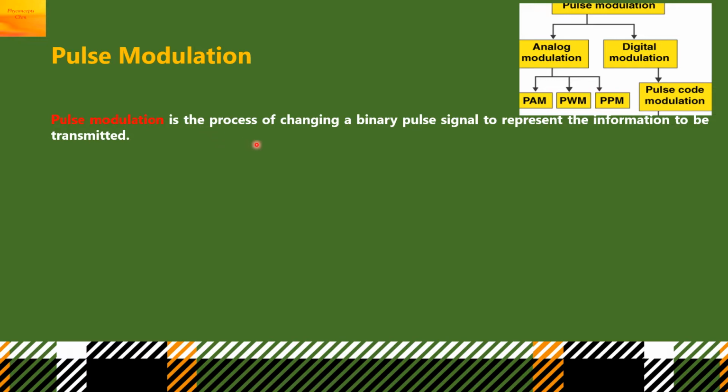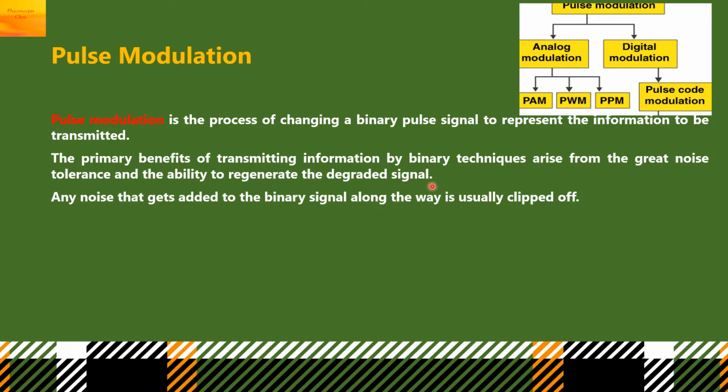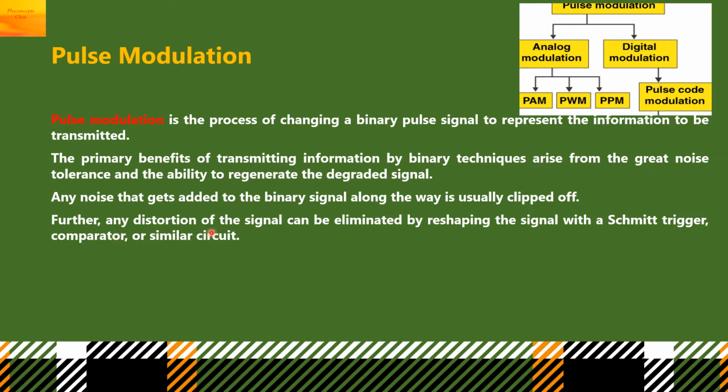Pulse modulation is the process of changing a binary pulse signal to represent the information to be transmitted. The primary benefits of transmitting information by binary techniques arise from the great noise tolerance and the ability to regenerate the degraded signal. Any noise that gets added to the binary signal along the way is usually clipped off. Further, any distortion of the signal can be eliminated by reshaping the signal with the help of a Schmitt trigger, comparator or a similar kind of circuit.